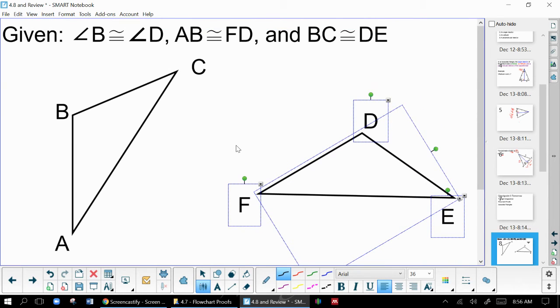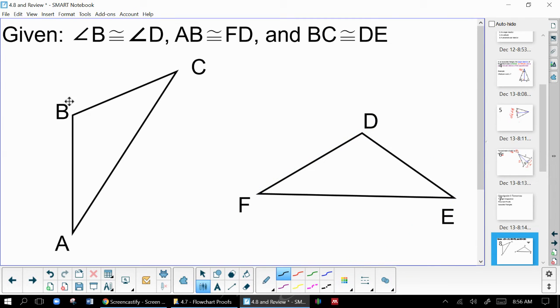The biggest thing I can suggest, especially if you're doing this on the computer, if you're doing the Canvas quiz, which you are, draw a picture on a piece of paper and put these things in. So when it says angle B is congruent to angle D, take the time to mark that on your picture. If it says AB is congruent to FD, mark that. And if it says BC is congruent to DE, mark that.